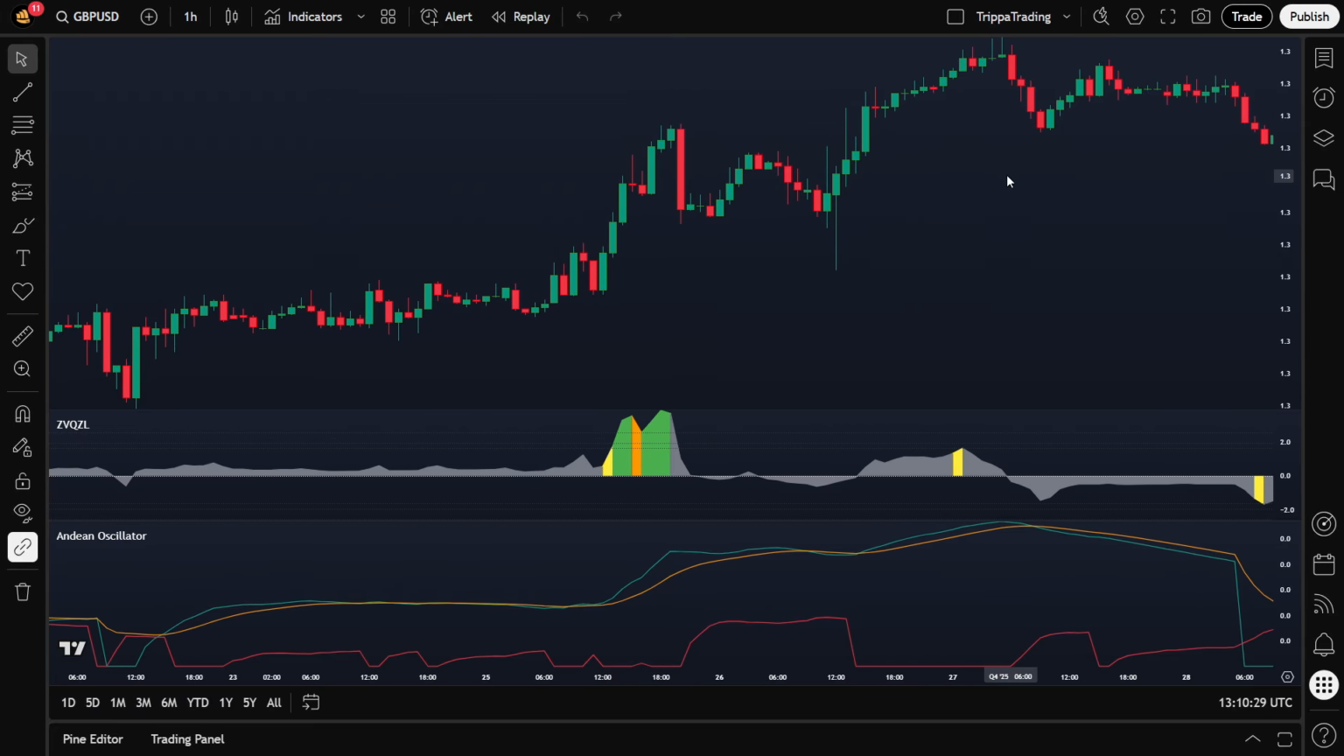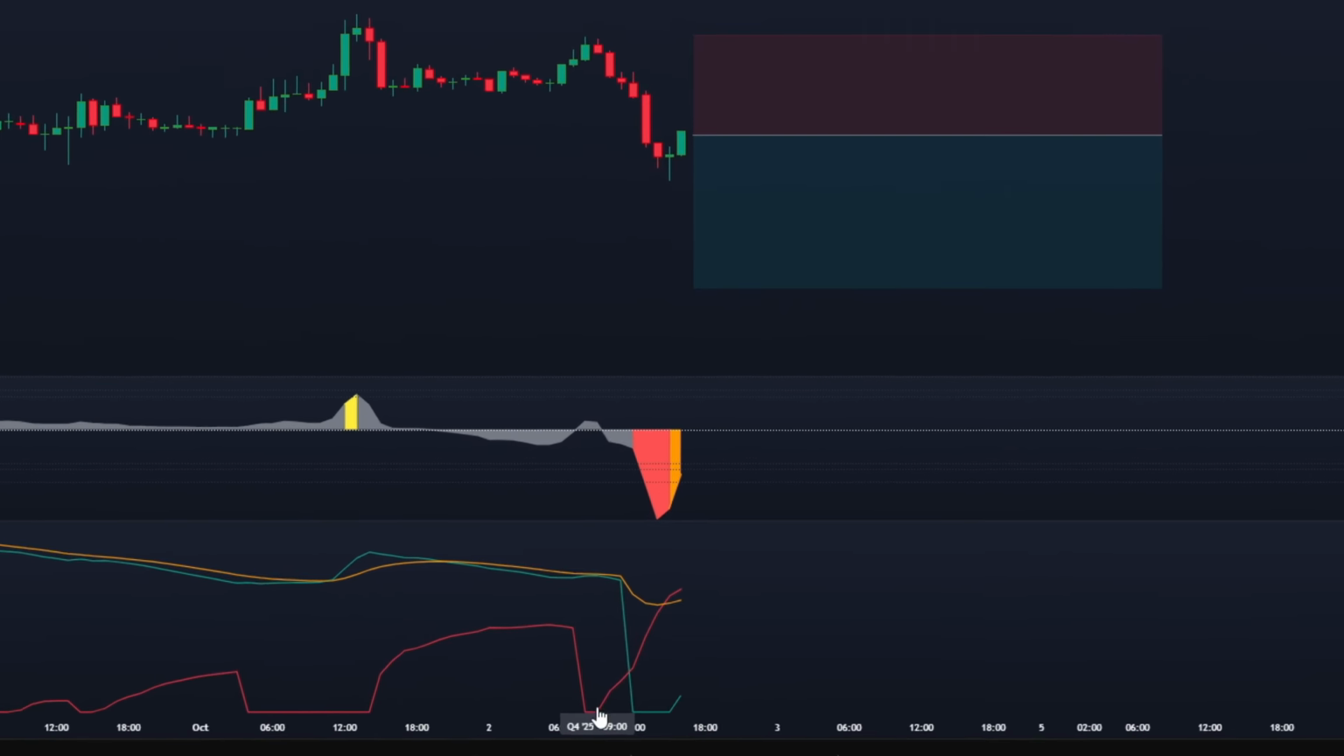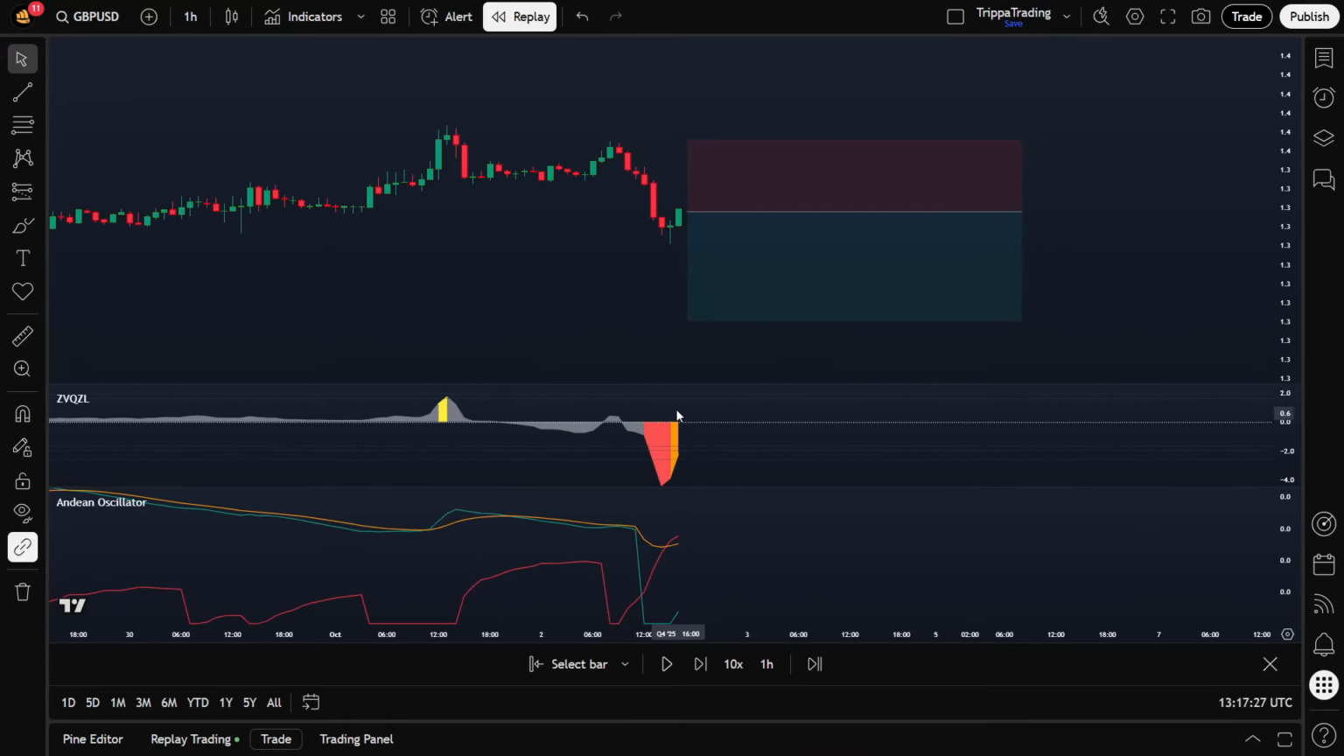Now let's move to a live sell example. You can clearly see the red line on Andean rise above the other two, so now at the same time, we want the VQZ histogram to be orange or red, below the level, telling us volatility is expanding on the downside. Just like we can see is happening here.